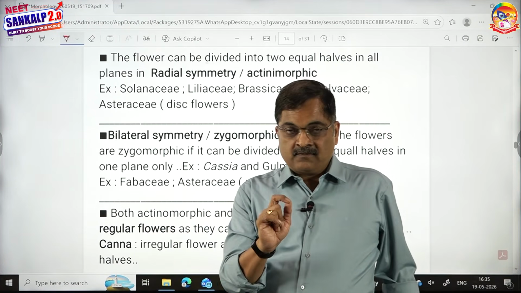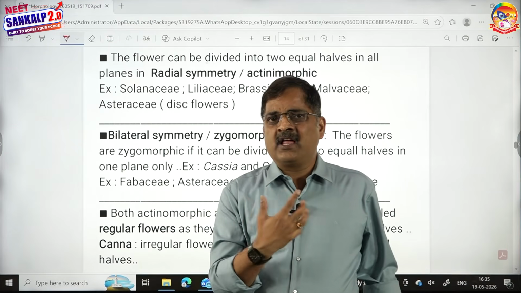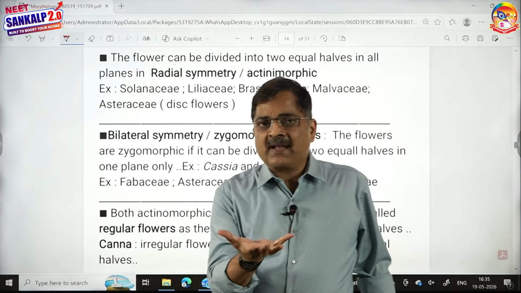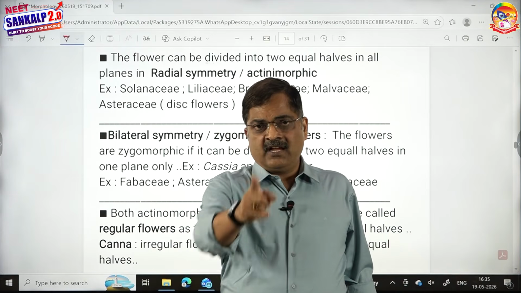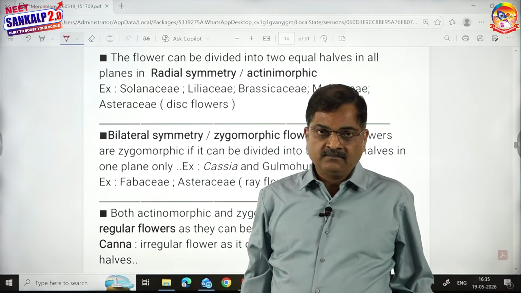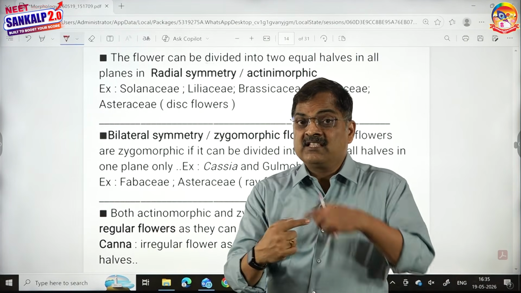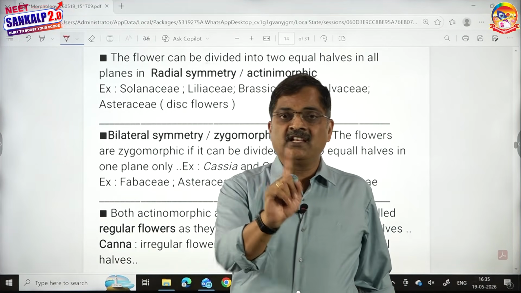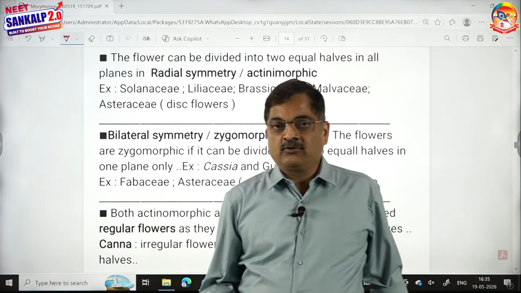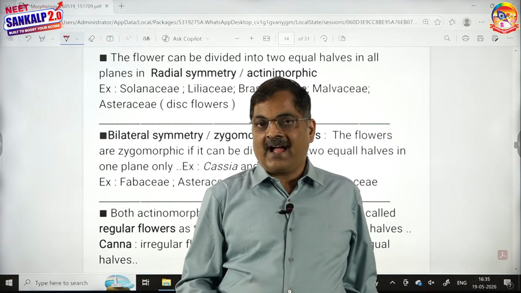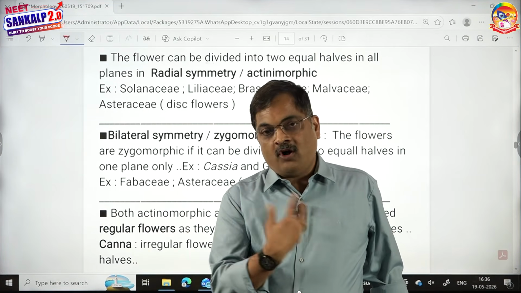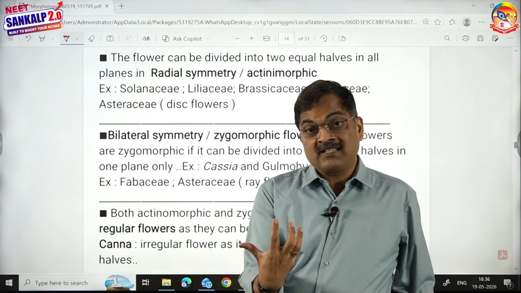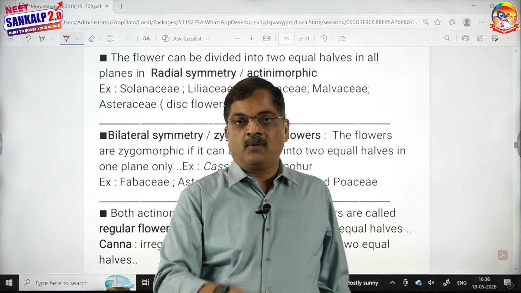Look at the petals. If all the petals are similar in shape and size, I repeat again, if all the petals are similar in shape and size, it will definitely be actinomorphic. If any petal is different from the other petals in a flower, then the flower will generally be zygomorphic. Look at datura, all the petals are similar, actinomorphic. Look at mustard, all the petals are similar, actinomorphic. Look at lily, all the tepals are similar in shape and size, actinomorphic.